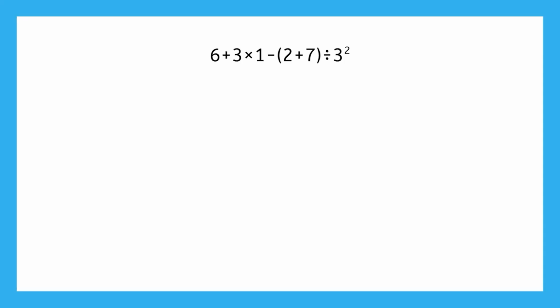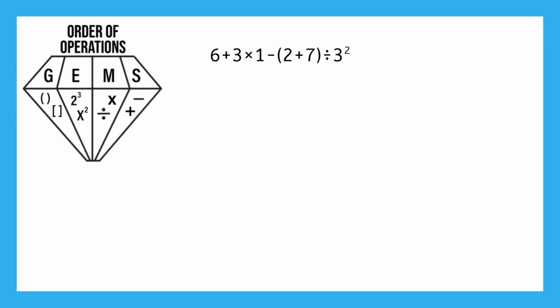When faced with a complex expression like this, we might be tempted to jump right in and start working from the beginning. 6 plus 3 equals 9, times 1 equals 9 again, minus 2 plus 7, blah, blah, blah. But we're too smart for that trap. We have GEMS. First, we need to identify the operations involved. Take a moment to pause here and identify which part of the equation should be solved first.